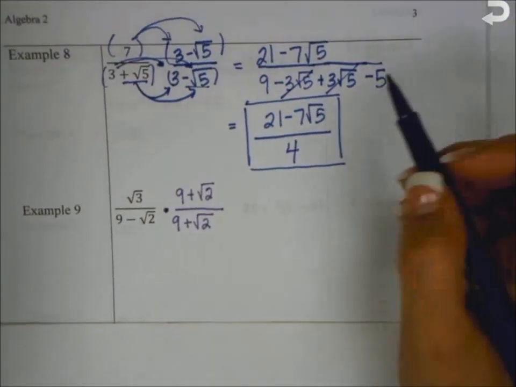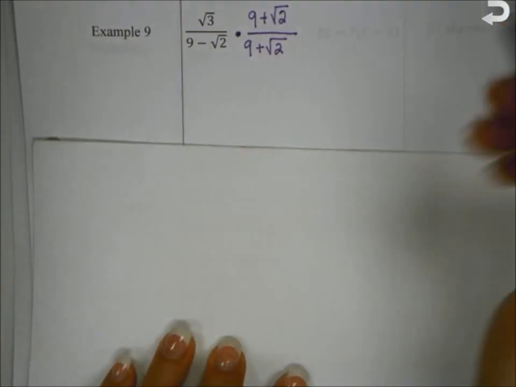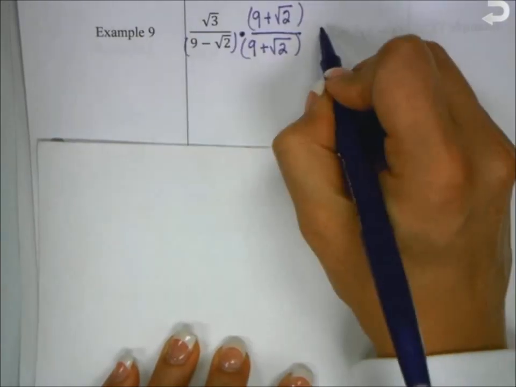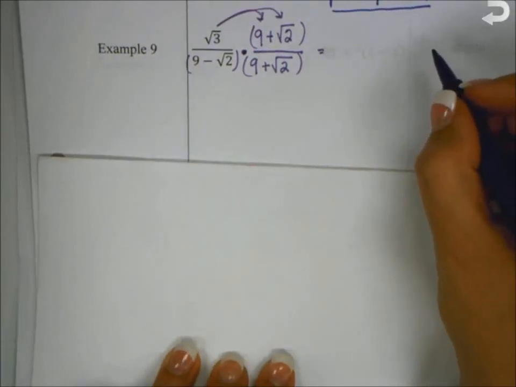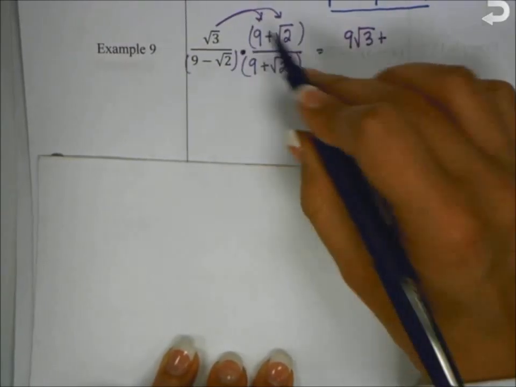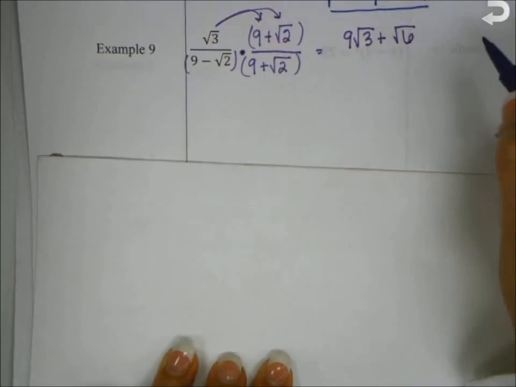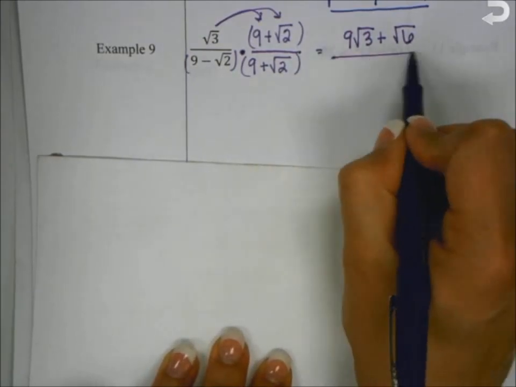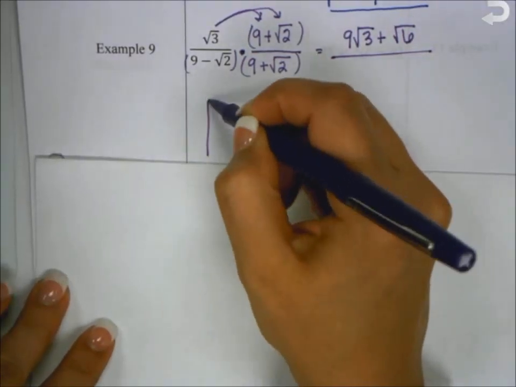Okay, so I put parentheses around it. We just distribute that numerator, right? So the numerator would be 9 square root 3 plus square root 3 times square root 2, square root of 6. We can multiply the insides. All over. Now we want to use the box on this one because I was asked to. Either method will work, so it doesn't matter. So I'm going to use the box to multiply the denominator.